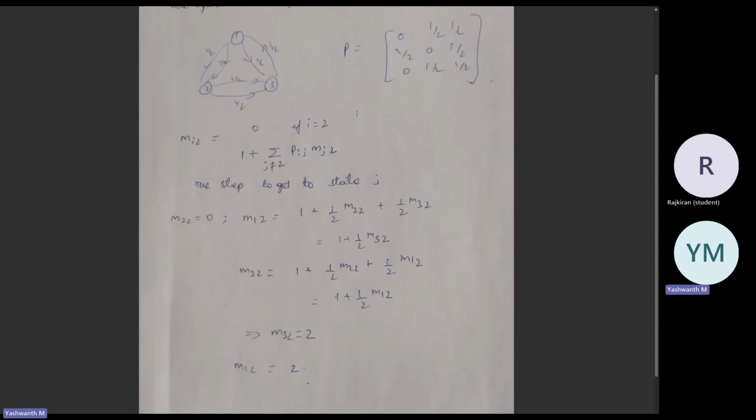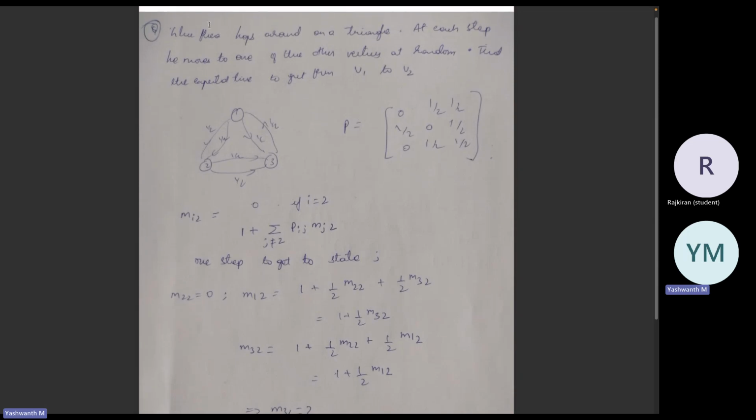So this is the final problem: a frog hops around a triangle. At each time step, he moves from one of the vertices to the other vertices. We want to find the expected time to get from vertex 1 to vertex 2. I think there is a typo in my drawing of the state transition matrix. I have written two rows the same. It should be 1 by 2, 1 by 2, 0 here.